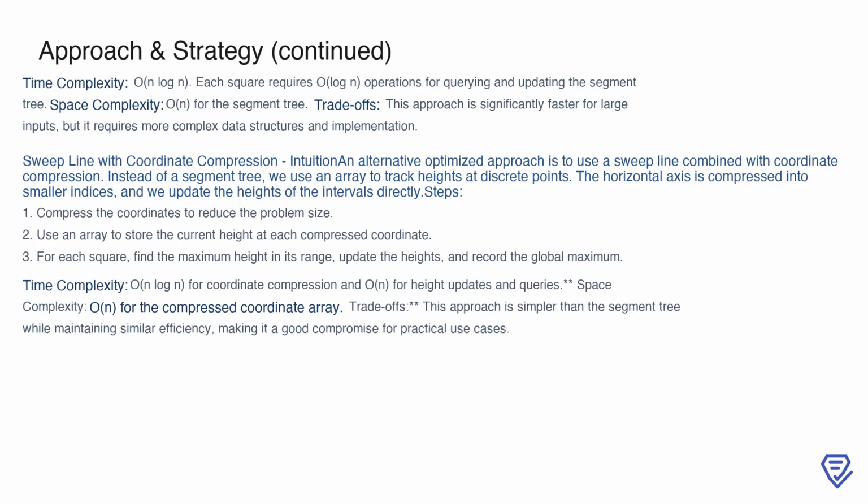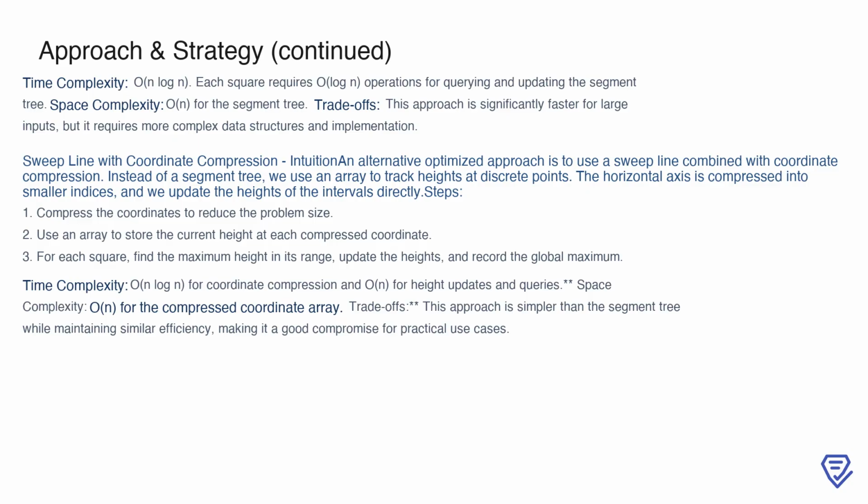The segment tree approach offers a more efficient solution by leveraging a data structure that allows us to quickly query and update interval heights. Instead of iterating over all previous squares, we use the segment tree to maintain the maximum heights of specific intervals. The process begins by compressing the coordinates, which maps the potentially large number line into a smaller range, making it manageable for the segment tree. Once the coordinates are compressed, we can efficiently query the maximum height in the range where a square falls and update the segment tree with the new height after placing the square.